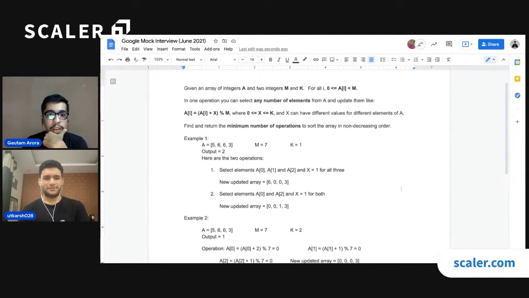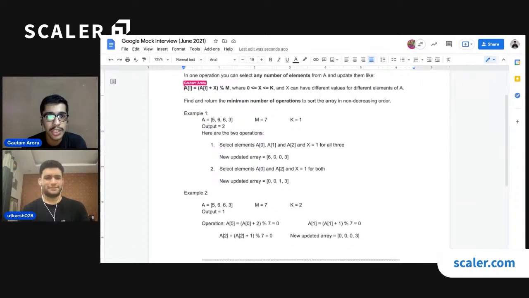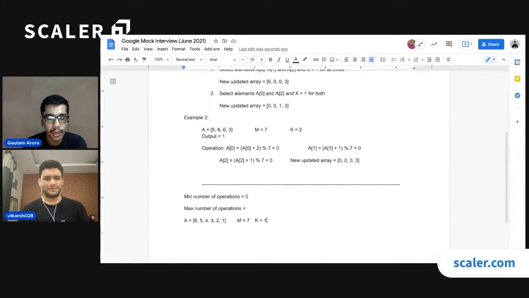Okay, so given an array of integers a and two integers m and k, for all i, 0 less than or equal, so this is the range of the elements. In one operation you can select any number of elements from a and update them. Okay, I think I missed this, that in one operation I can select any number of elements, right? Yes, correct. Okay, come back.